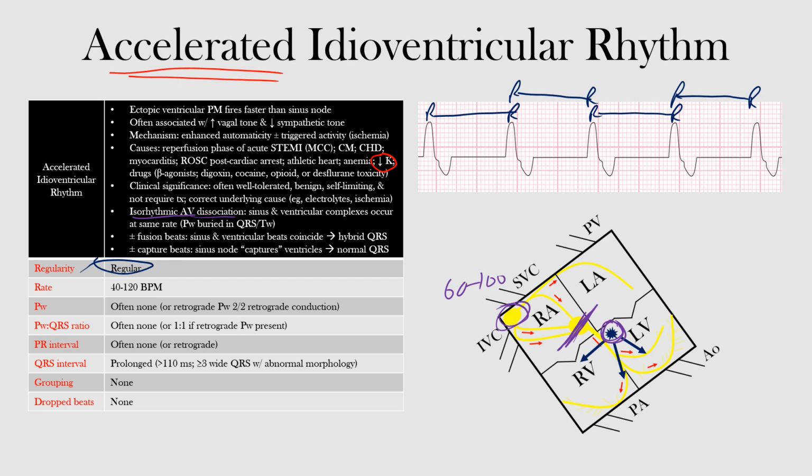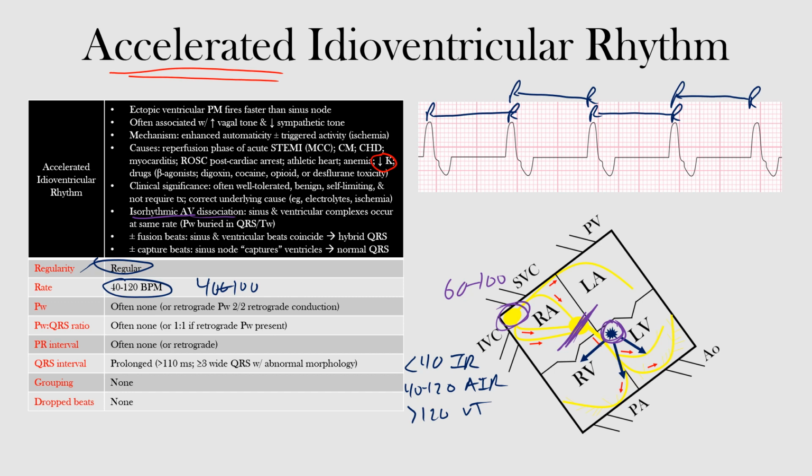The actual threshold range for this is disputed. Some say that the range for the accelerated idioventricular rhythm is between 40 and 120, while some will say 40 to 100. In other words, less than 40, we have this idioventricular rhythm. If we say between 40 and 120, we have this accelerated idioventricular rhythm. And then greater than 120, we'll start looking at VTAC. So we're going to use this 120 as our upper threshold.